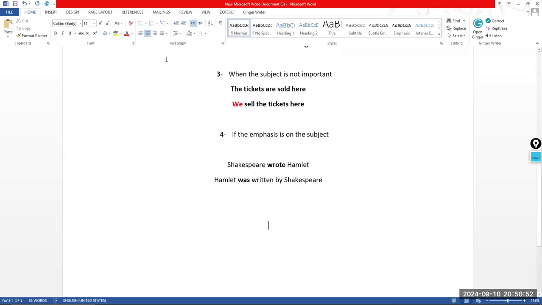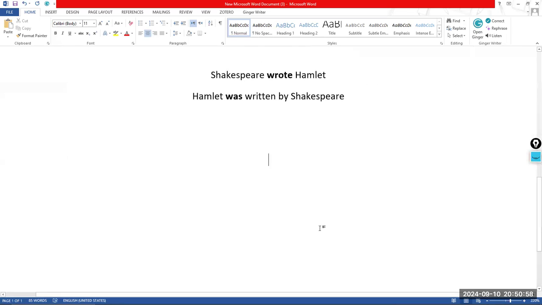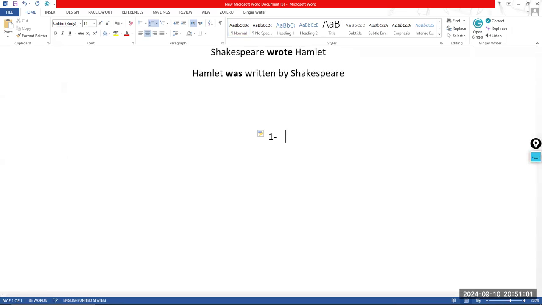Now, how can I form the passive voice? To form the passive voice, guys, please, you have to apply these three steps. Do not forget them, and you have to apply all of them just to be able to change the active to passive. Now, what is step number one? Step number one is write the object in the beginning of the sentence.